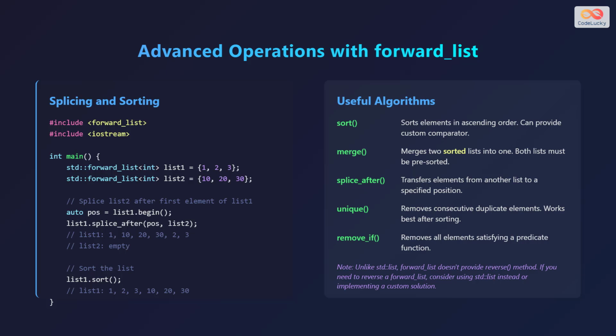You can also sort a forward_list using the sort method, which arranges the elements in ascending order. Some other useful algorithms include merge, which merges two sorted lists into one, and unique, which removes consecutive duplicate elements. Remove_if removes all elements that satisfy a given condition. Keep in mind that forward_list does not have a reverse method. If you need to reverse a forward_list, consider using std::list or implementing a custom solution.